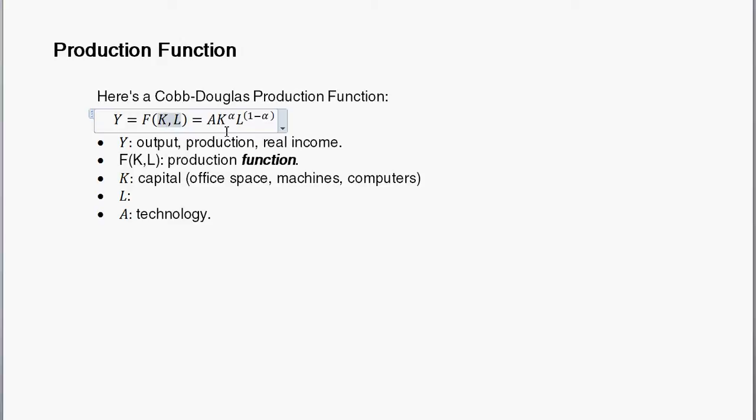K here stands for capital. Capital is capital, so like office space, machines, that sort of thing. And L here just stands for labor, the quantity of labor. So for capital and labor in the production function, you can kind of think of them as just numbers. Like K for capital could be something like 2, and labor could be millions or something. And this production function converts those numbers, so the amount of capital there is and the size of the labor force, into how much the economy produces.